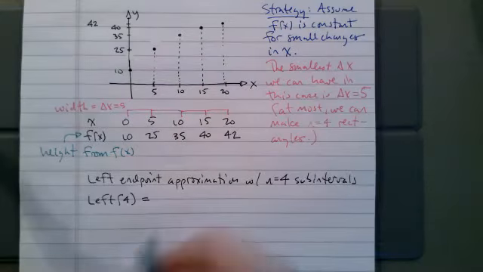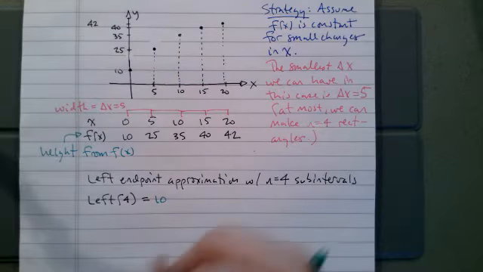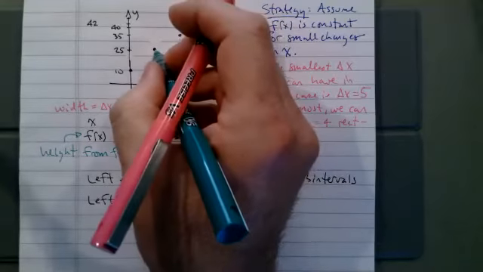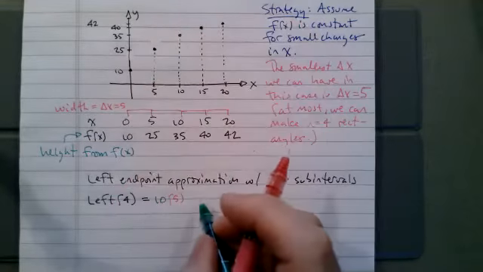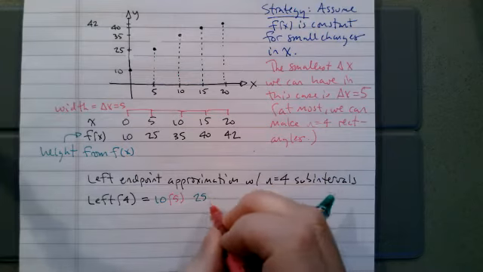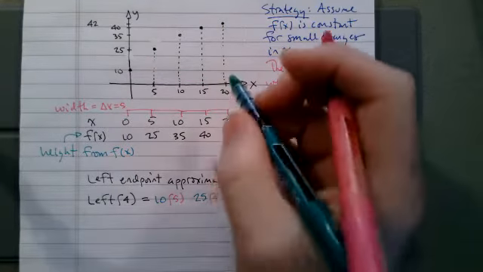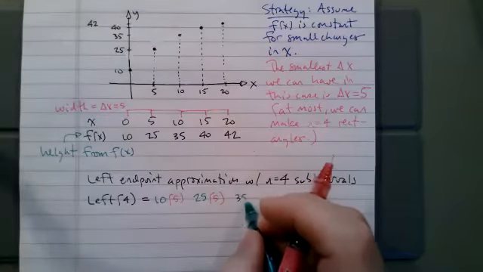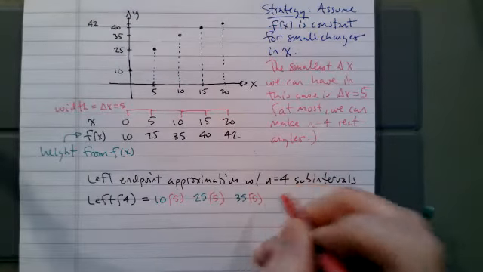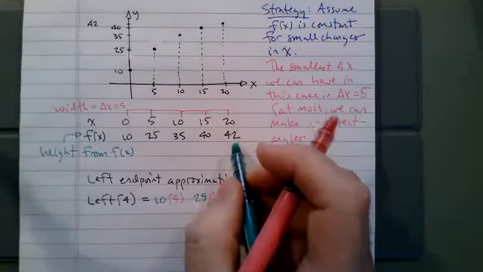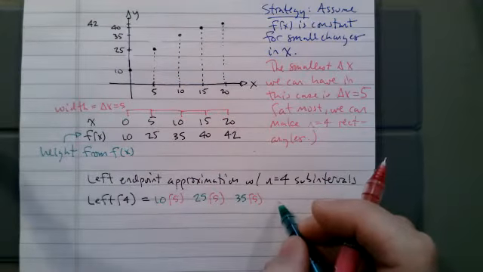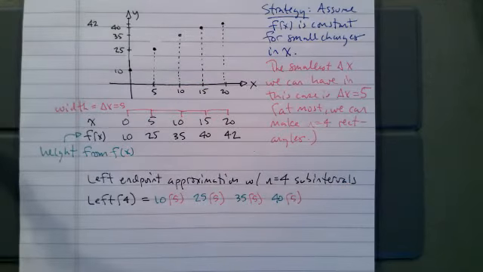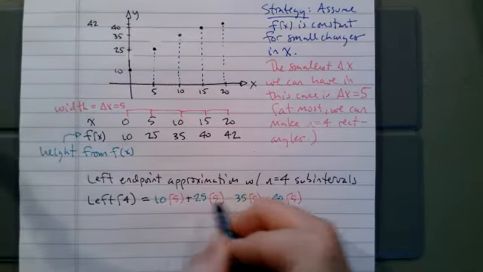So the first one will be 10 times the delta x of 5. The next one will be 25. The next rectangle is a 25 on the left and 35 on the right. So I use the left, 25 times 5. Then the third one has 35 on the left and 40 on the right. So I'll have 35 and 5. And then the fourth rectangle has 40 on the left and 42 on the right. So I'll have 40 and 5, because we had previously decided to use the left endpoint as the value for the function.